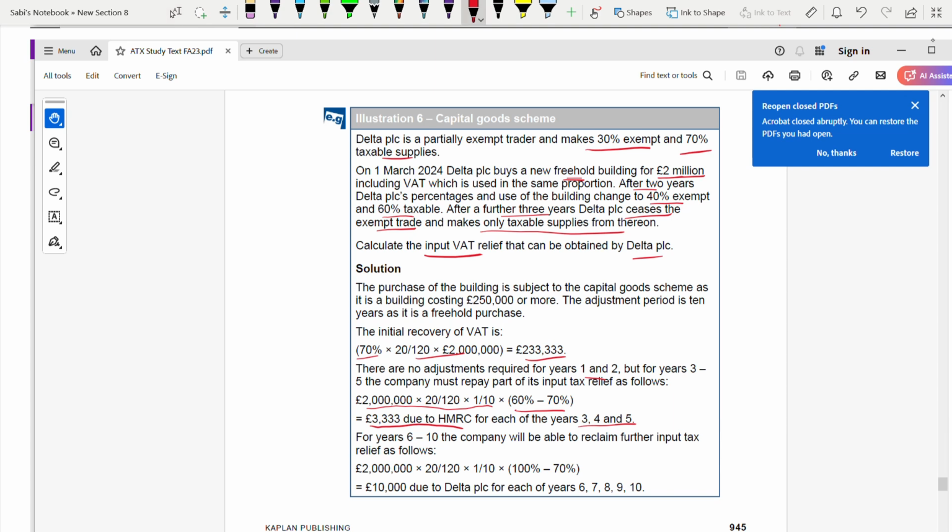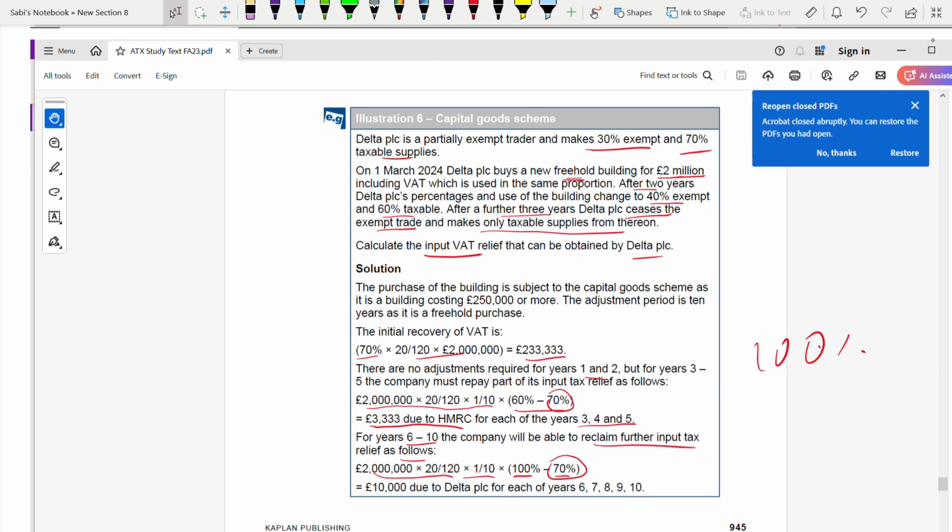Okay, so for years 6 to 10, they will be able to reclaim the further input tax relief. Why can they reclaim now? Because they are making 100% taxable supply now. Entire tax, so they can reclaim. So same 2 million, take the VAT, divide by 10. Now they are making 100% taxable. Earlier it was 70.